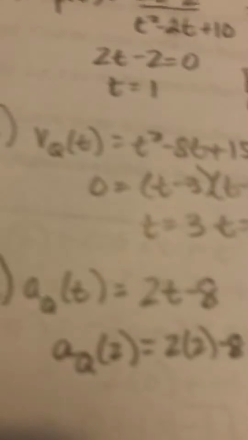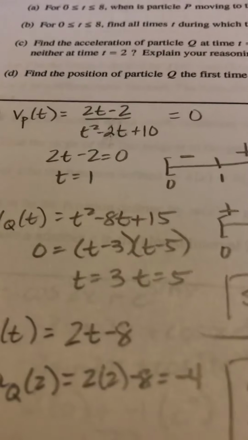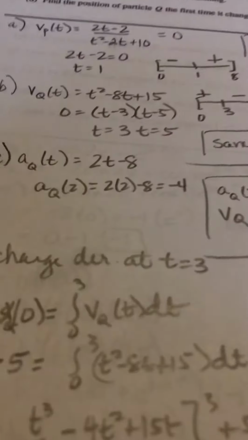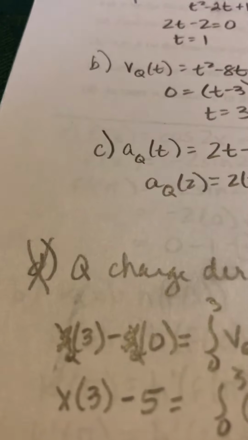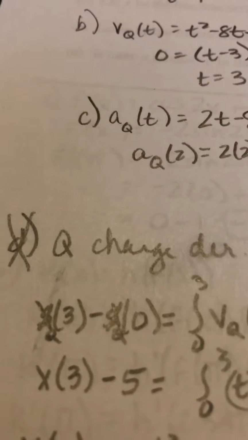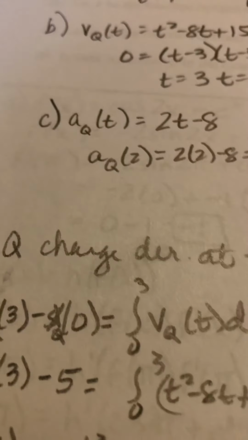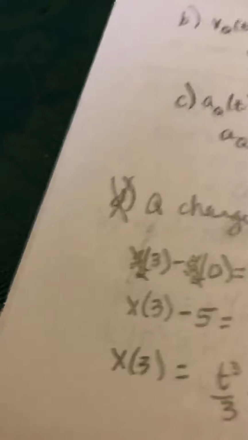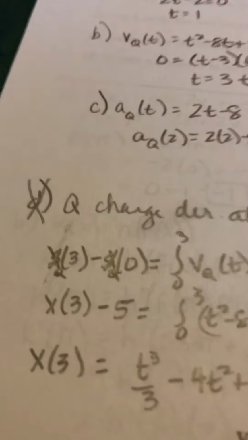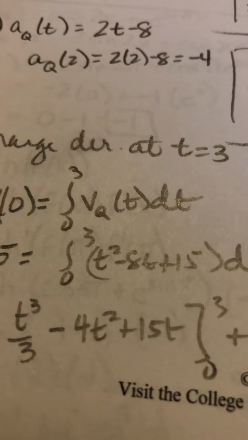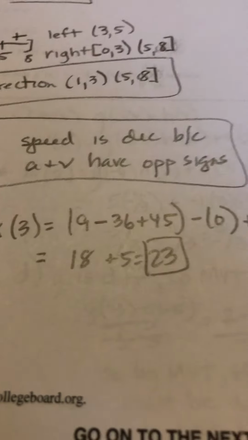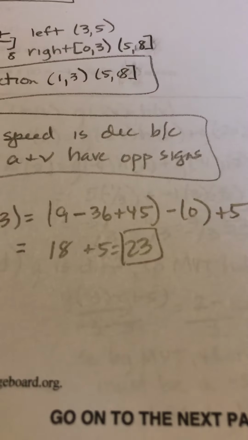Now the last part, the position of particle Q the first time it changes direction. Particle Q changes direction at time t equals 3. So we want to find the position at 3. Again, we can use the fundamental theorem. Position at 3 minus position at 0 is the integral from 0 to 3 of v of q of t dt. So we just sub in, we know the position at 0 is 5. Integrate, do a little math there, and we get our position at 3 of particle Q is 23.